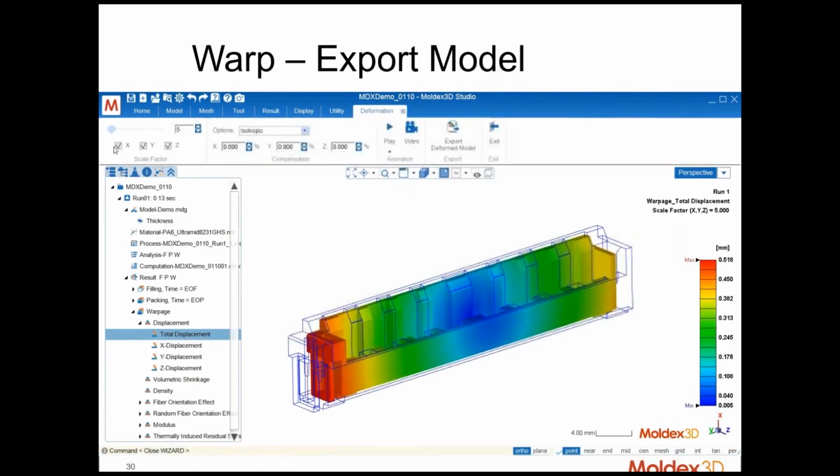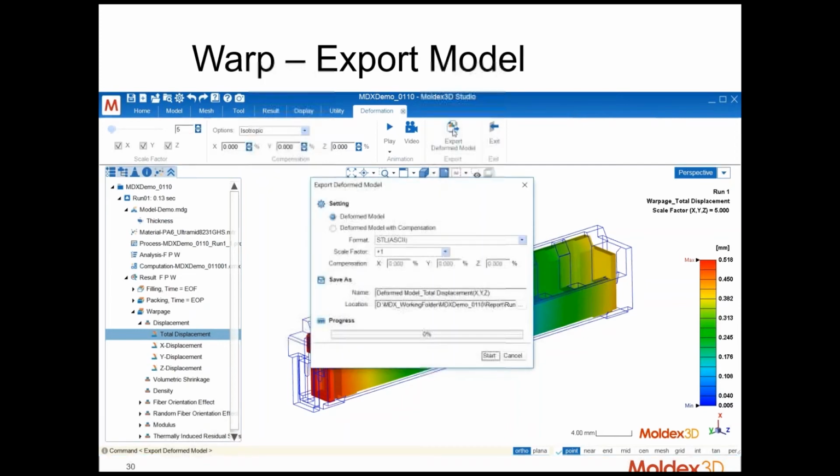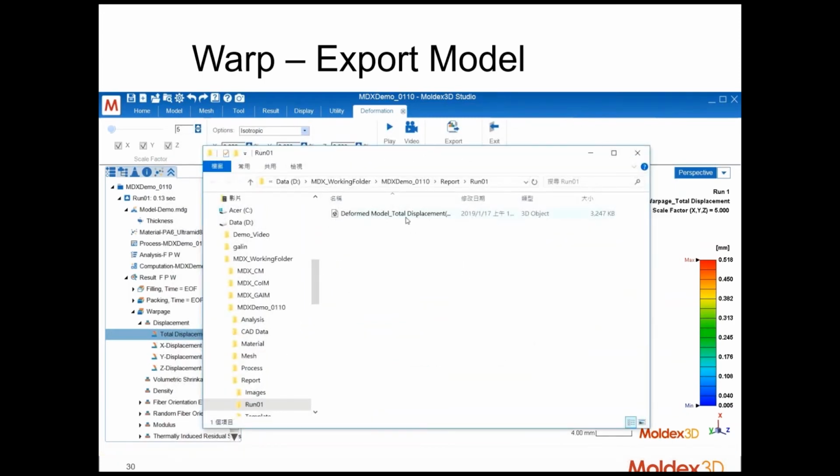So again, using that deformation tool, we have the export to form model feature. You can export out typically an STL file. You can do it as a positive warp model. You can do it as a negative or reverse warp model, and use that to compare to CAD data. And this is functionality that's currently available as well, but also supported within Studio.